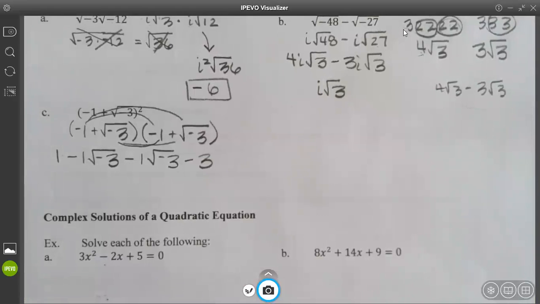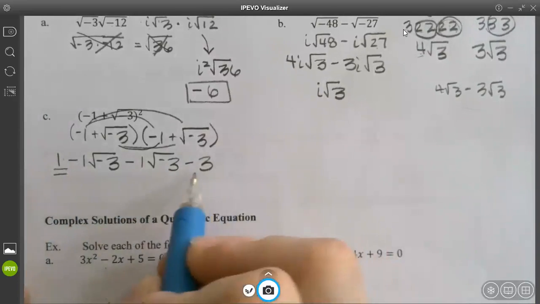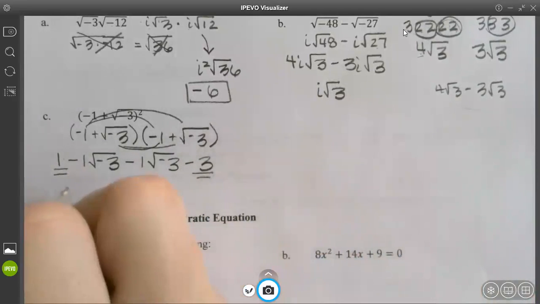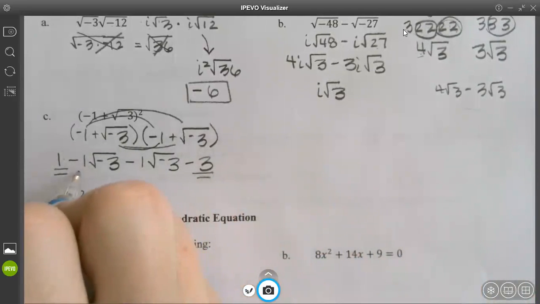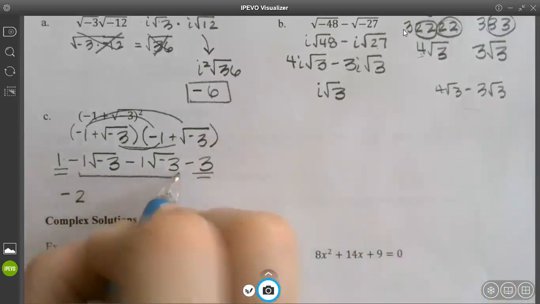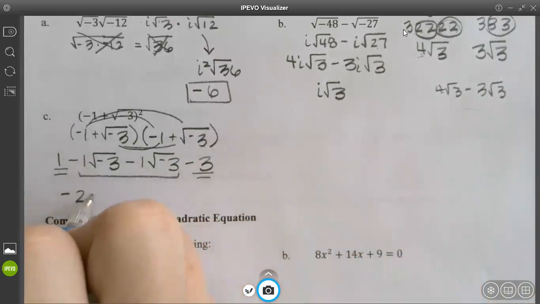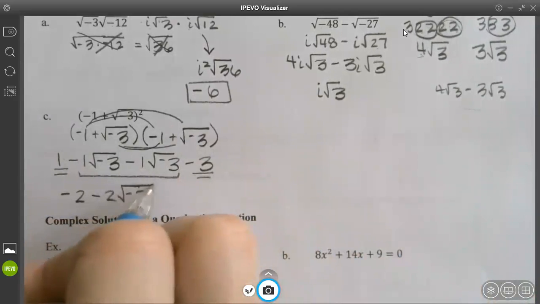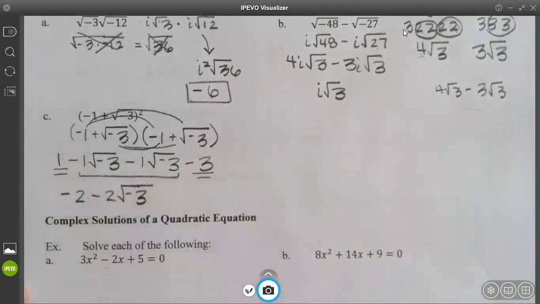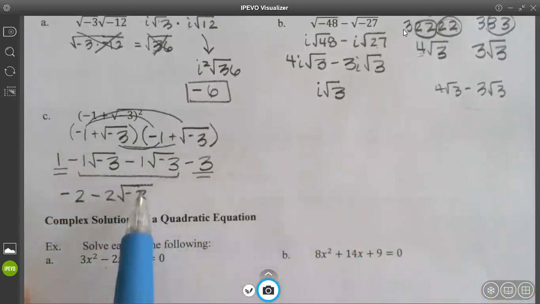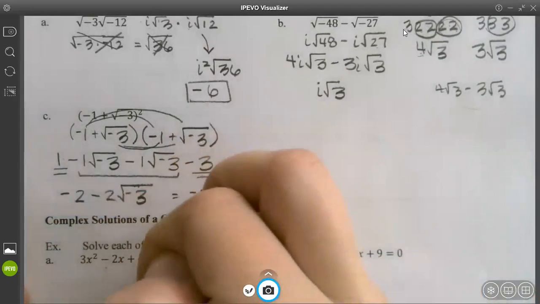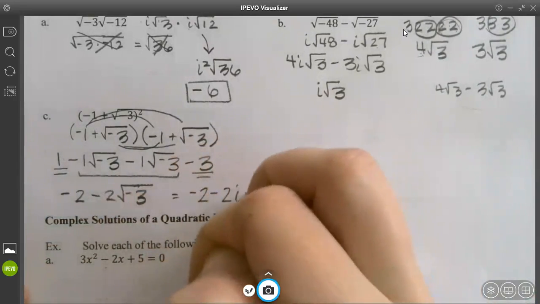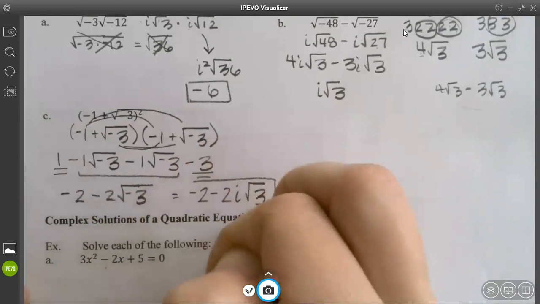Let's clean it up as is, and then we'll deal with that negative 3 under the square root. 1 minus 3. Negative 1 minus 1. And we leave that negative square root of 3, or square root of negative 3. How do I fix this? This square root of negative, yep. So negative 2 minus 2, pull out the i, square root of 3. That's it.